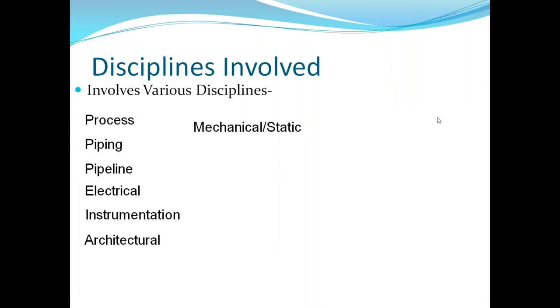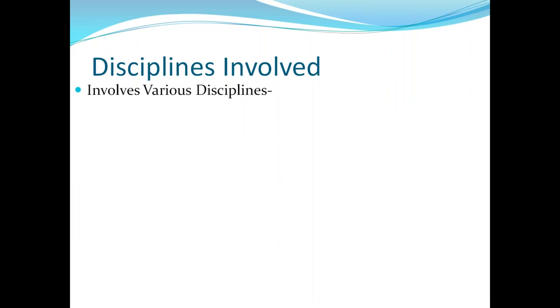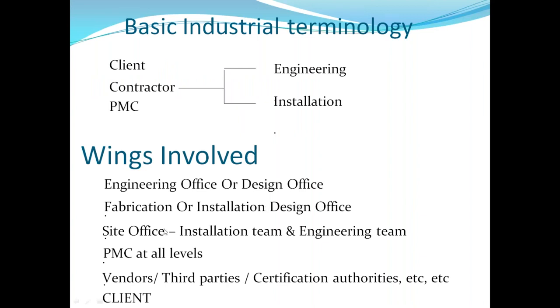And what are the wings involved? We have the engineering office, fabrication office, site office, PM's office, project monitoring and control, and we have vendors, third parties, certification authorities, etc. And on top of everything we have the client. These are the wings involved. In every wing, all the disciplines and departments I told you about are involved. In engineering, in fabrication, in the site office you will have piping, pipeline. Every department is involved in all wings. So it's a kind of massive teamwork.